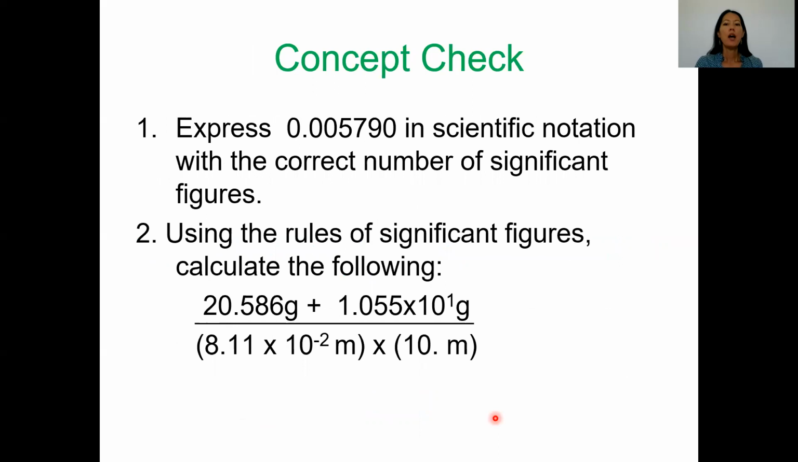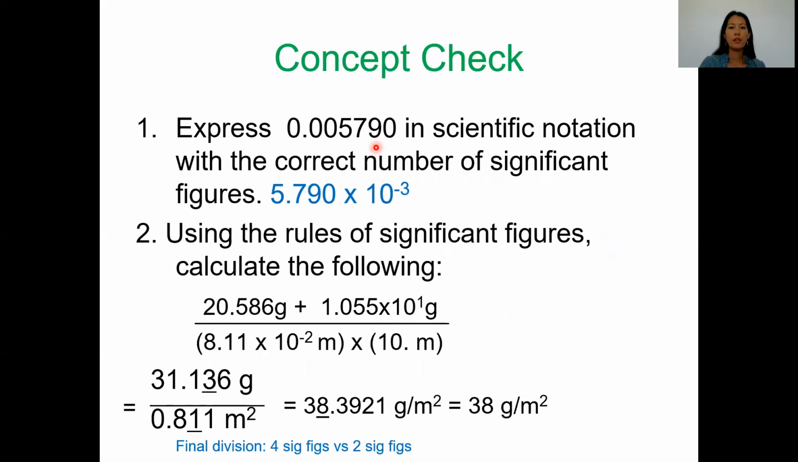Okay, answer these questions, pause, and then I'll unpause and I'll go over them. Expressing this in scientific notation, you move the decimal 3 to the right. Notice I kept the last 0 because it has 4 sig figs. But since this was a number less than 1, I better have a negative exponent. So it's times 10 to the minus 3.